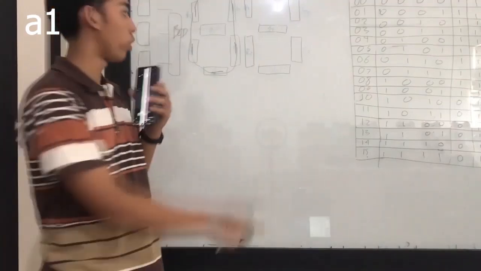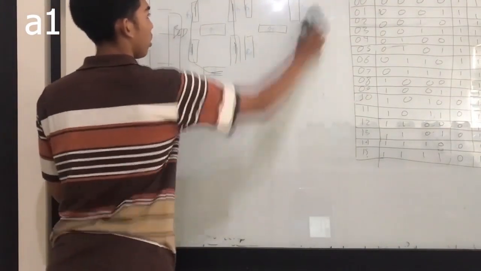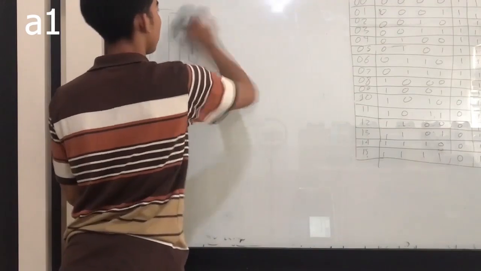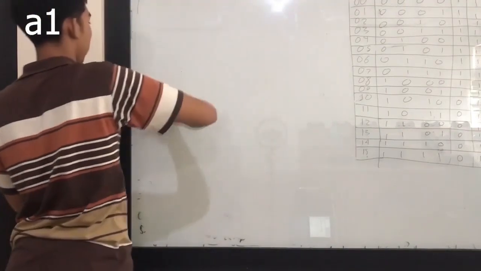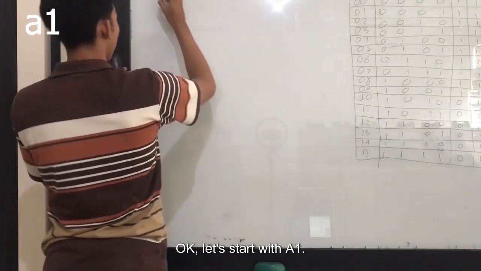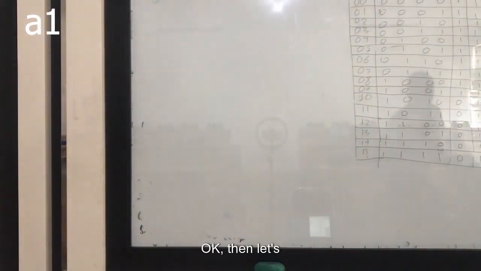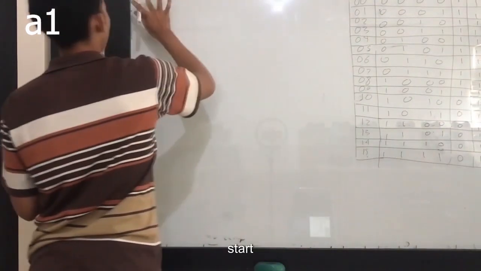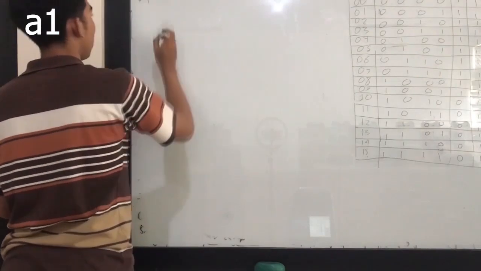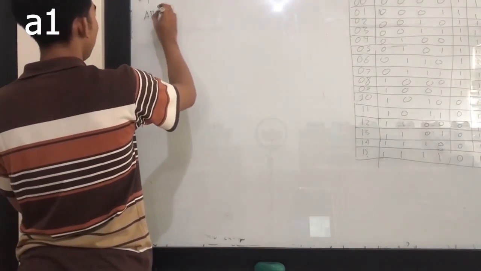I'm going to erase this so we can have a bit more space. Okay, let's start with A1. No, not this one. Okay, then let's start with A1. So it should be A, B.